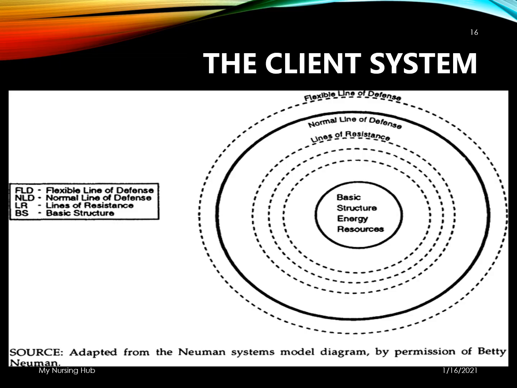This picture clearly depicts the client system. The basic structure, the energy resources, is surrounded by a dark circle in the middle. Around that you can see many dotted lines, which are the lines of resistance. Above that we see a normal line of defense, which is the dark circle, and above that again one more dotted line, the flexible line of defense.